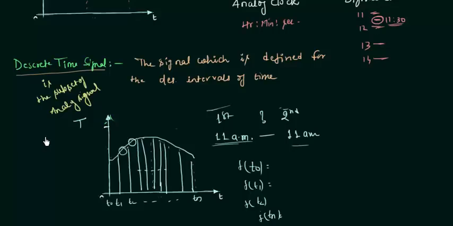And I think this is all. We are already pushing the time, and we have learned two things. The first one is the analog signal and the second one is the discrete time signal.